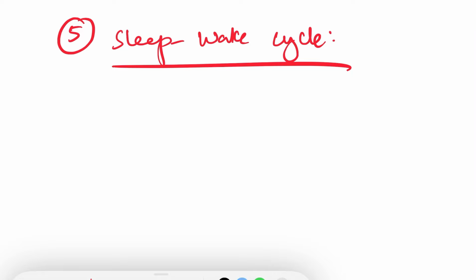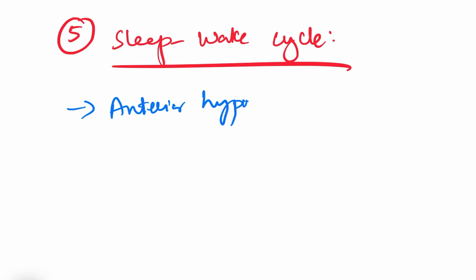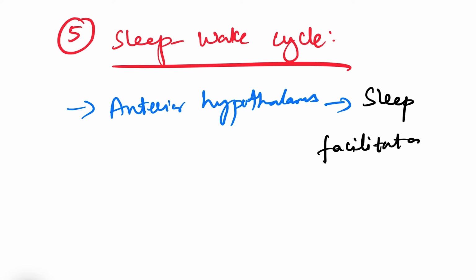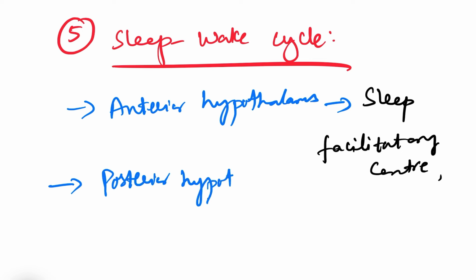Okay, sleep-wake cycle. The anterior hypothalamic nucleus, the anterior part of the hypothalamus, is considered as the sleep facilitatory center or area, as its stimulation leads to sleep. Similarly, the posterior part of the hypothalamus, or the posterior hypothalamic nuclei, is opposite to that. It acts as a waking center, as its stimulation will cause wakefulness.